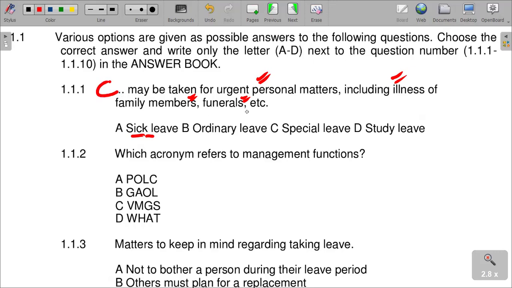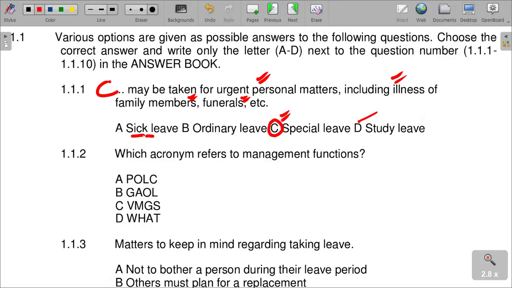A special leave is taken when an employee has urgent matters, including illness of family members or also funerals, which are special occasions which an employee would need to attend. Obviously, a study leave has to do with an employee who is going through study or manpower development, going to write exams, attending classes or whatsoever, taken with regards to advancement in studying and education. That is where we talk about study leave. So the correct answer is what?